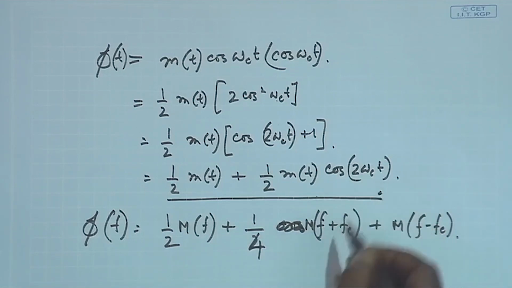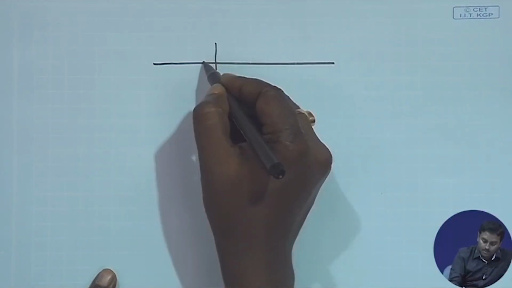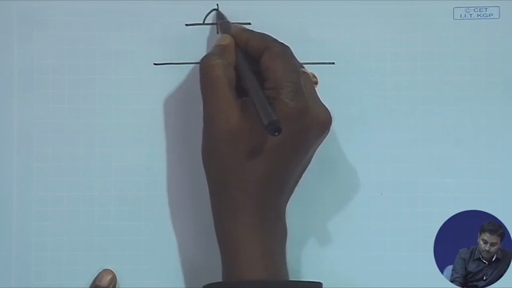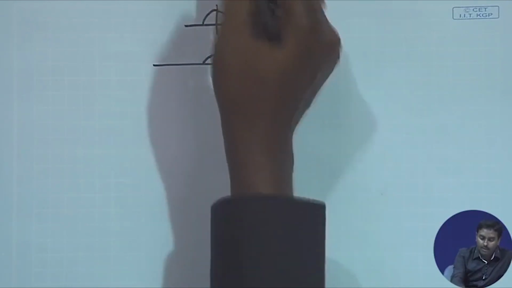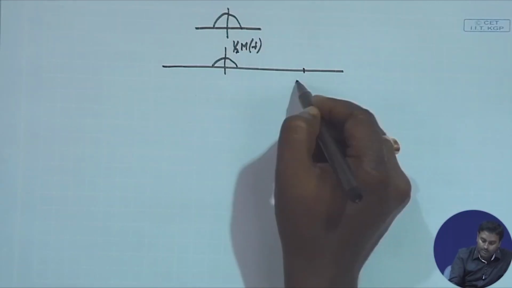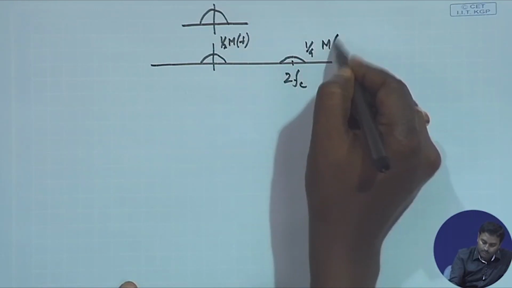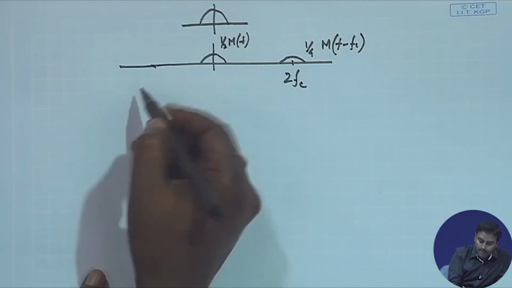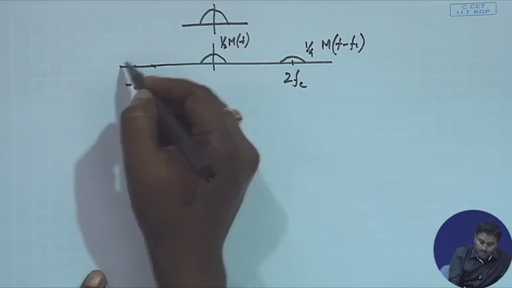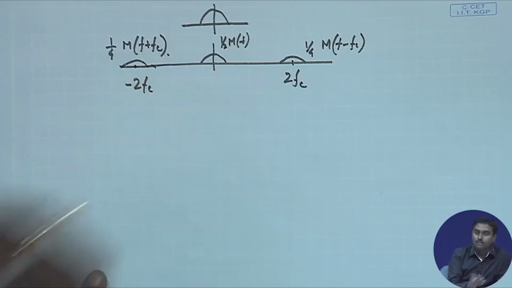Sorry, there is 2 omega c, so it should be 2 fc, okay, fine. So if I now just plot this frequency response, how will it look? Suppose my M(f) was something like this. So this is M(f), half M(f), and at 2 fc there will be 1/4 of M(f) minus fc, and at minus 2 fc there should be 1/4 of M(f) plus fc, fine.